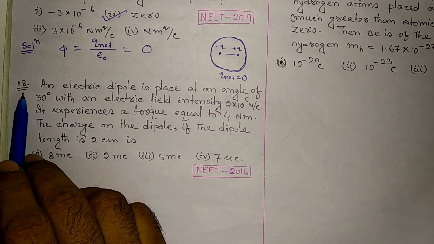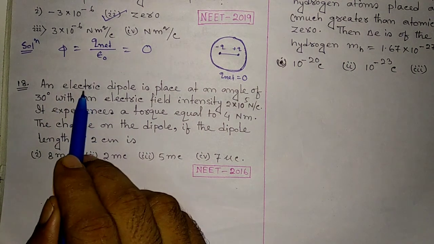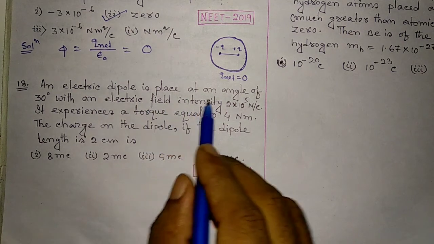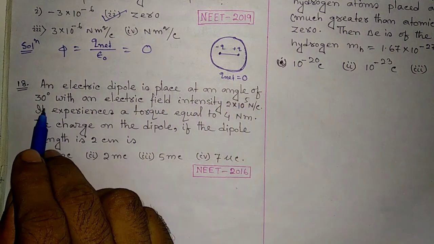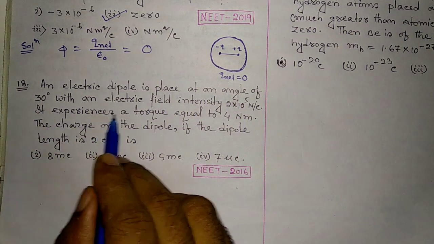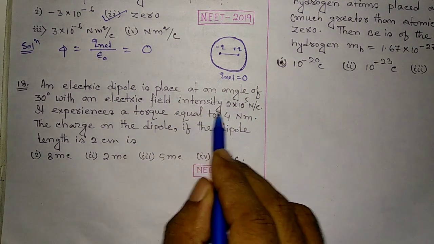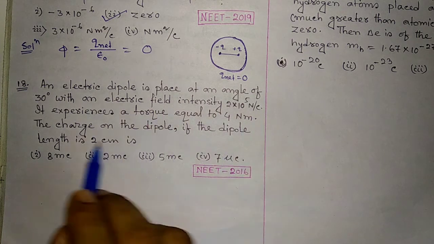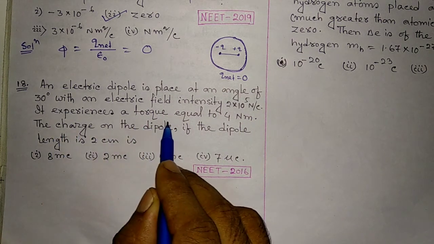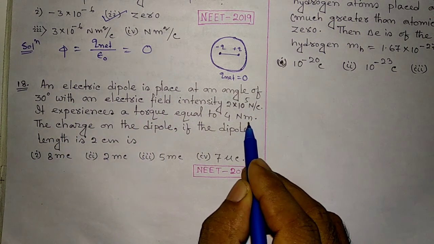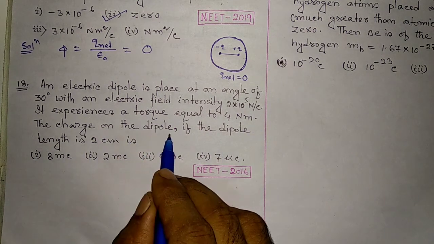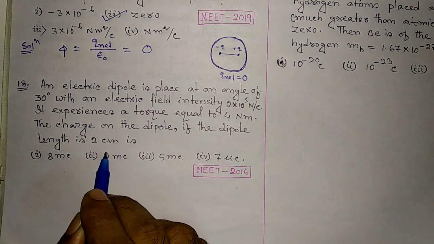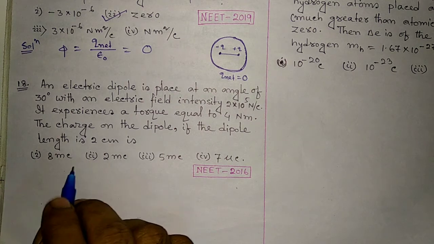Question number 18. An electric dipole is placed at an angle of 30 degrees with an electric field of intensity 2 into 10 to the power 5 Newton per Coulomb. It experiences a torque equal to 4 Newton meter. Find the charge on the dipole if the dipole length is 2 centimeter.